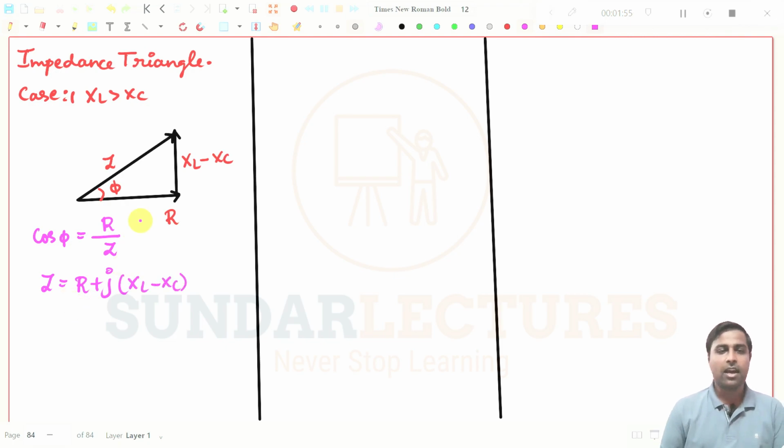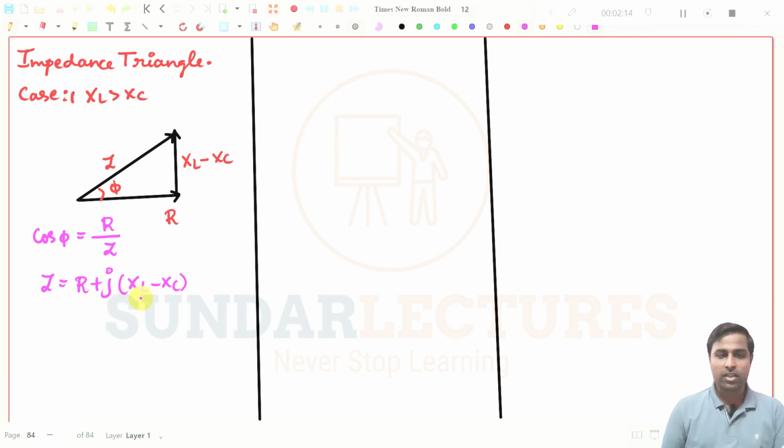This is the cos phi component and this will be the sin phi component, and this angle is 90 degrees. So these two will be 90 degrees. If you have any doubts, see my previous lectures to write the expression from the right angle triangle. So this one will be the final impedance value.